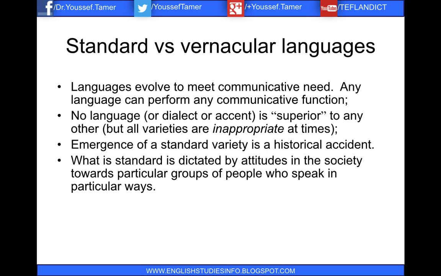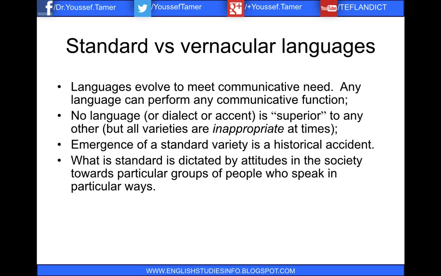No language or dialect or accent is superior to any other. But all varieties are inappropriate at times. There is only this issue of function and appropriateness, in the sense that the low varieties, you need to use them only in informal contexts, while we can't use them in formal contexts. Whereas the formal varieties or the high varieties, we can use them only for formal contexts. We can't use them, for example, at home.